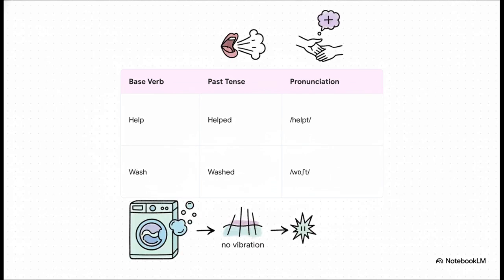Now let's look at rule number 2. This is for all of those voiceless sounds where your throat doesn't shake, like the P in help or the sh in wash. Because there's no vocal cord vibration at the end of these base words, our past tense ending also gets no vibration. It becomes a pure, soft t sound. So when you say helped, whatever you do, don't add an extra vowel. Just push a short, sharp breath of air out of your mouth to create that t. Help becomes helped. Wash becomes washed.